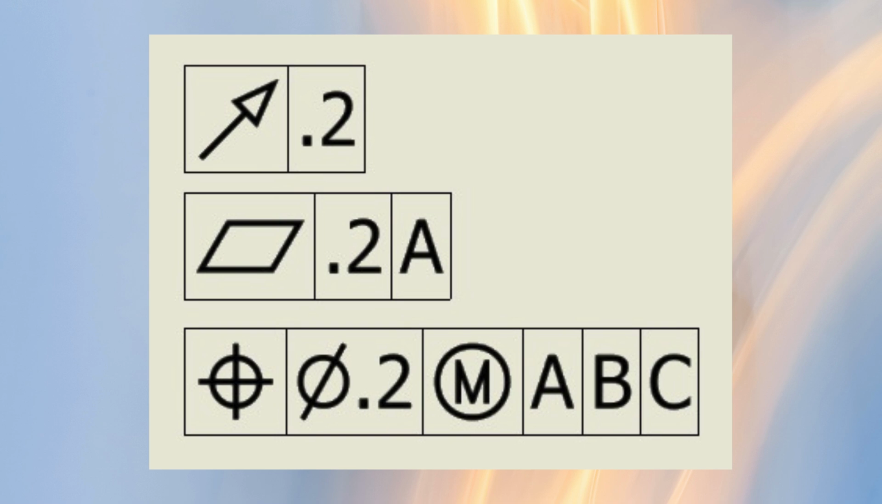The second frame has a little more. The symbol for flatness is also followed by the number 0.2, but this time it has a datum reference. The last control frame contains a lot more information. This time the position symbol is shown, followed by the diameter symbol, telling us this control is regarding a diameter. We again have the allowed size and the M inside of a circle. This tells us the maximum material condition applies. All this is then referenced to three datums, A, B, and C. In later videos we will discuss what the symbols mean, but for now how to lay out a frame is the important factor.